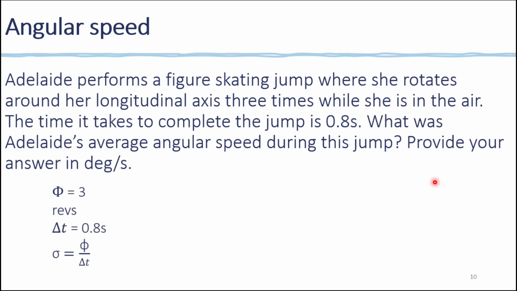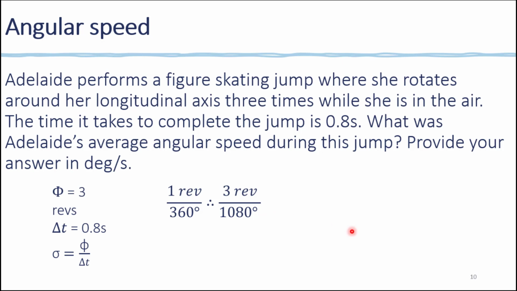Okay, first, what do we know? She does a spin in the air that's 3 turns or 3 revolutions. We also know that the time is 0.8 seconds. Next, we need to convert our revolutions to degrees because the question asks us to provide our answer in degrees per second. We know that in one revolution there are 360 degrees. So in 3 revolutions, there are 180 degrees.